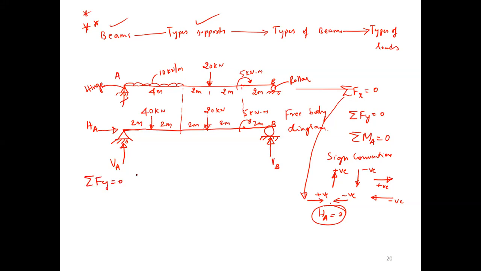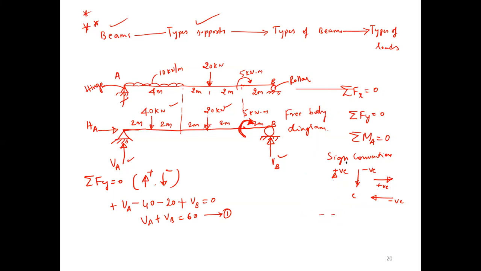Next, apply sigma Fy equals 0. What is the sign convention? All upward forces are positive and all downward forces are negative. How many vertical forces? 1, 2, 3, 4, total 4 forces. Use proper sign convention. Plus VA, minus 40, minus 20, plus VB equals 0. Don't consider the 5 because it is a moment, not a force. So VA plus VB equals 60. Take it as equation number 1.